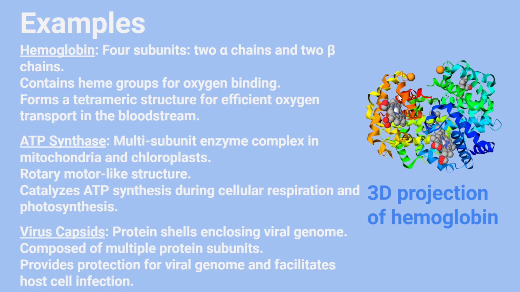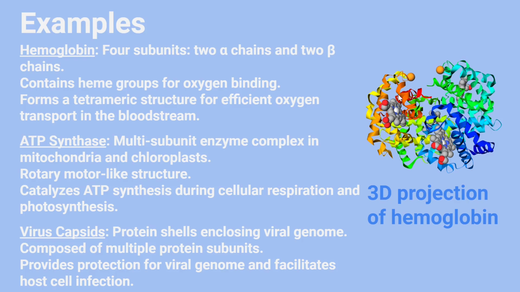Then another example is ATP synthase. So it is a multi-subunit enzyme complex found in mitochondria and chloroplasts. It consists of multiple subunits arranged into a rotatory motor-like structure. The quaternary structure of ATP synthase enables it to catalyze the synthesis of ATP from ADP and inorganic phosphate during cellular respiration and photosynthesis.